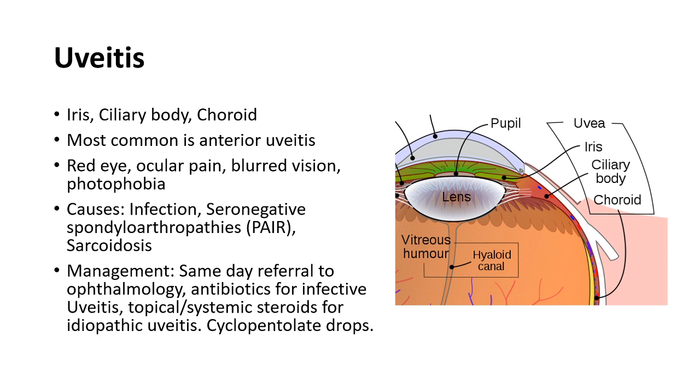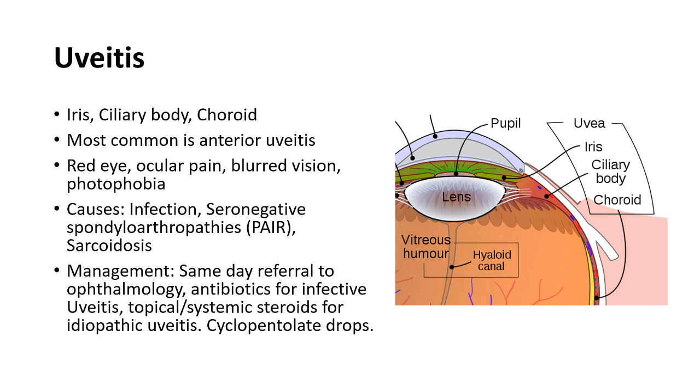The most common causes of uveitis are intraocular infection, seronegative spondyloarthropathies such as inflammatory bowel disease and ankylosing spondylitis, or sarcoidosis. Uveitis should always be referred to ophthalmology. The management depends on the cause.